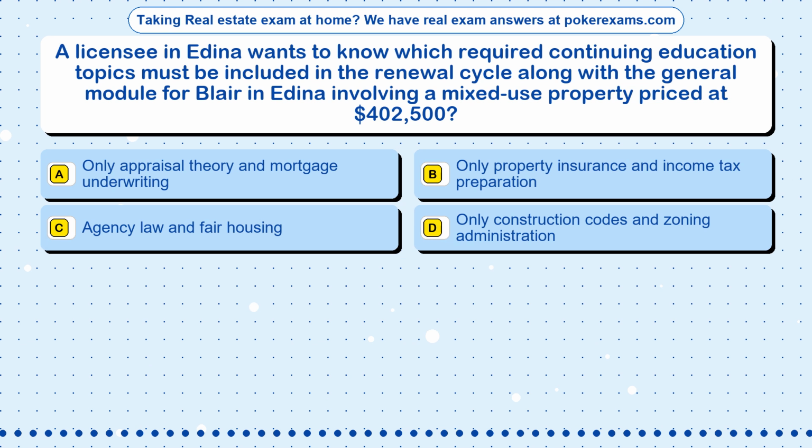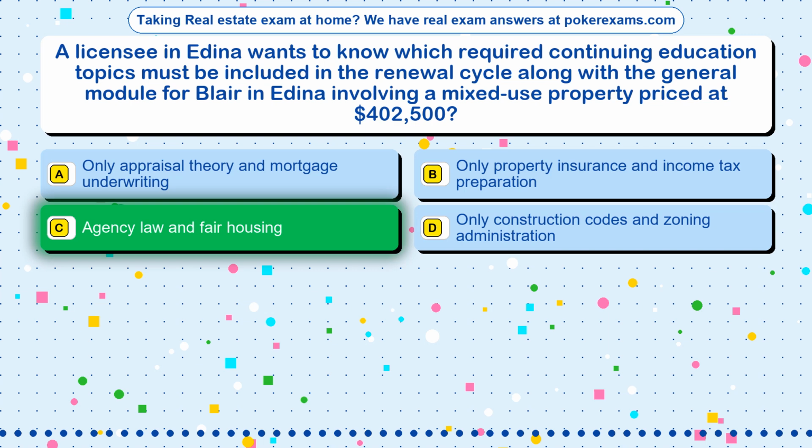Question 23. A licensee in Edina wants to know which required continuing education topics must be included in the renewal cycle along with the general module for Blair in Edina involving a mixed-use property priced at $402,500. Option A, only appraisal theory and mortgage underwriting. Option B, only property insurance and income tax preparation. Option C, agency law and fair housing. Option D, only construction codes and zoning administration.